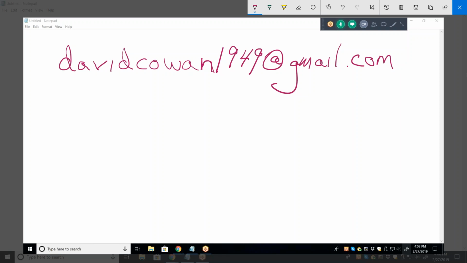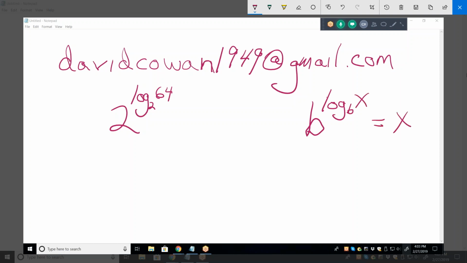So this one is 2 to the power of log base 2 of 64. They want you to say what that is? Yeah, I'm assuming it's equal to x. They didn't say that on the page. Here's the general rule: b to the log base b, no matter what b is, of x is equal to x. Always. So since the 2's match, this thing is equal to 64.